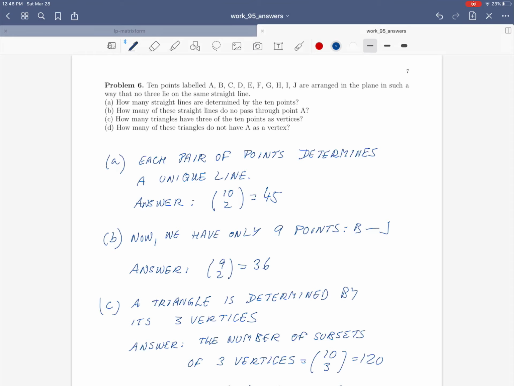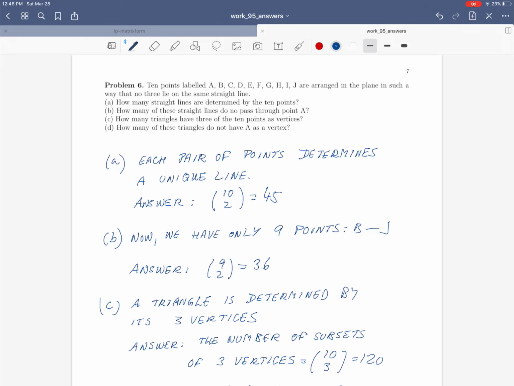How many of these lines don't pass through A? So we can use only the 9 points labeled B through J. So out of the 9 points B through J, we have 9 choose 2 pairs. So that's 36 lines avoiding A.